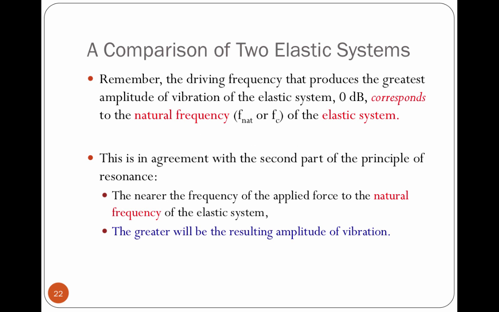But remember, the driving frequency that produces the greatest amplitude of vibration for the elastic system corresponds to the natural frequency of the system. That's why when we're talking about a driving force of a tuning fork, a metal table will be a better resonator than a wood table, because the metal table is closer to the natural frequency of the tuning fork. So this is in agreement with the second part of the principle of resonance. The nearer the frequency of the applied force to the natural frequency of the elastic system, the greater the resulting amplitude of vibration.